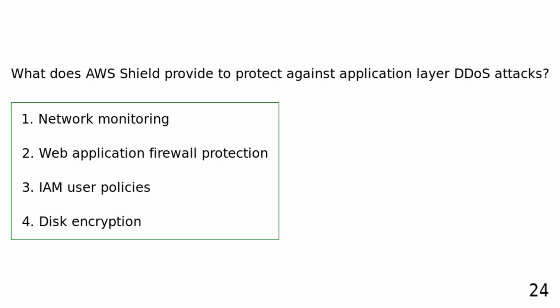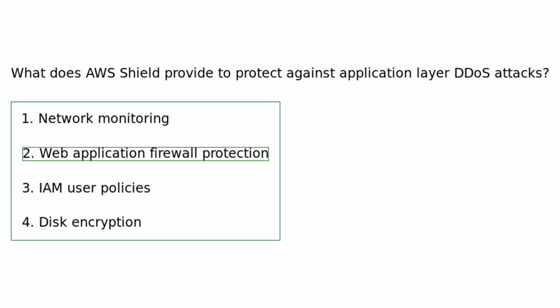What does AWS Shield provide to protect against application layer DDoS attacks? Network monitoring. Web application firewall protection. IAM user policies. Disk encryption. AWS Shield provides protection against application layer DDoS attacks through web application firewall protection.